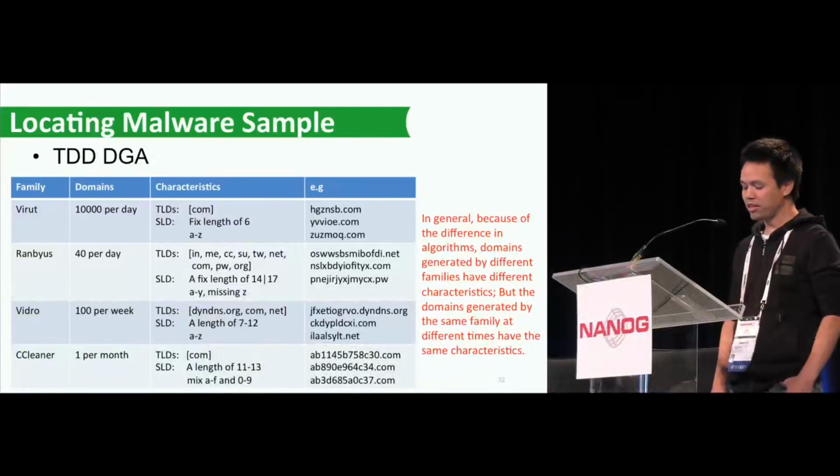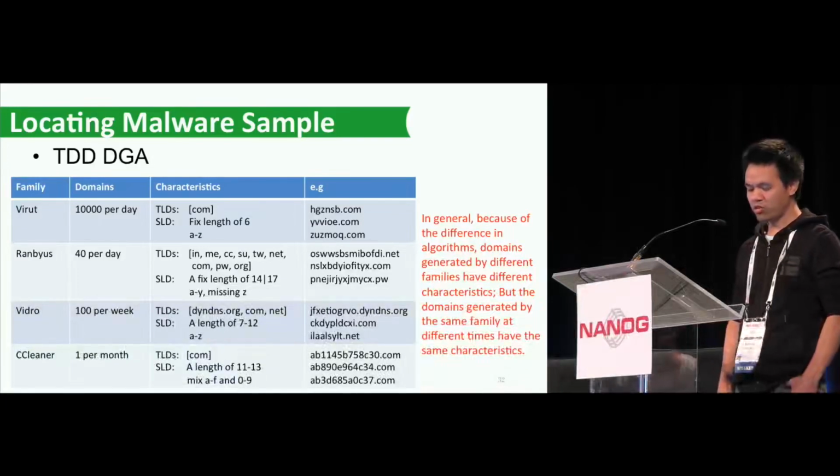The good thing is, although the domain names change all the time, the domains generated by the same family will share some common pattern, because the algorithms share the same logic. So we can use fuzzy match later on.